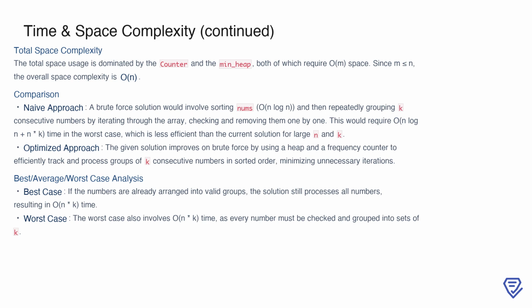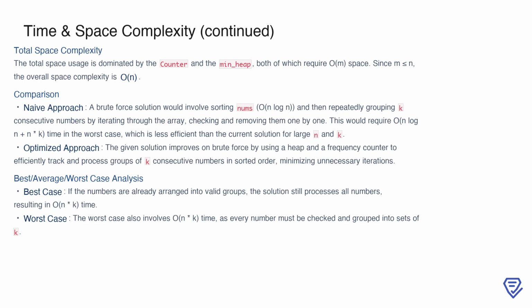Let's compare this approach to a naive solution. A brute force method would involve sorting the array, which takes O(n log n) time, and then repeatedly grouping k consecutive numbers. This process would involve iterating through the array multiple times, leading to an overall time complexity of O(n log n + n * k) in the worst case. In contrast, the optimized approach we've implemented avoids unnecessary iterations by using a heap and a frequency counter to efficiently track and process groups of k consecutive numbers. This makes our approach significantly more efficient for large values of n and k.